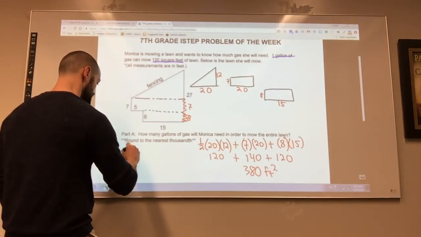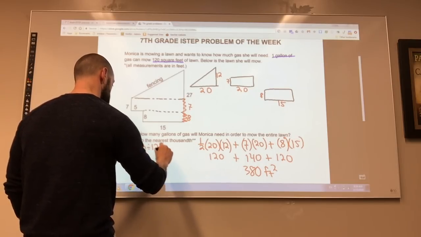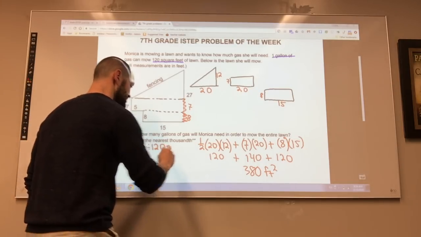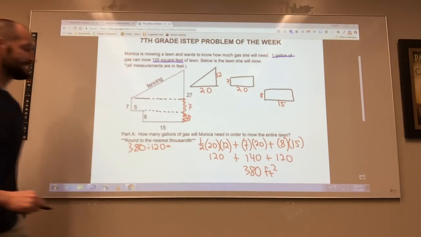So lastly, I take 380 and I divide it by 120 because that was our unit rate. We arrive at 3.16 repeating.